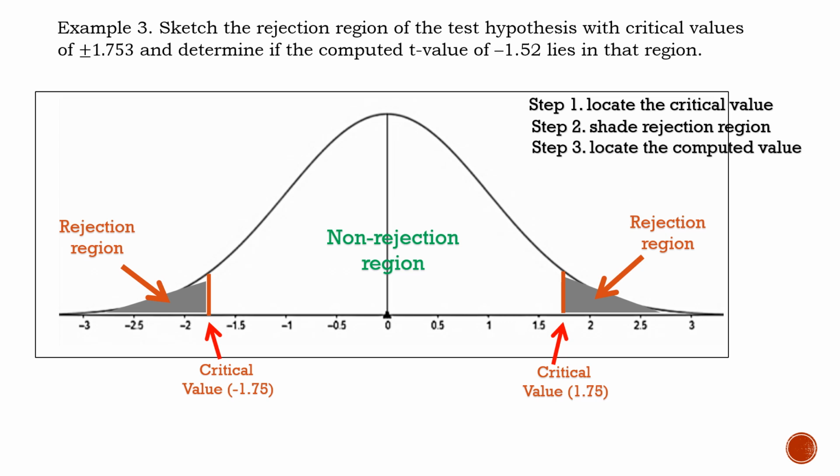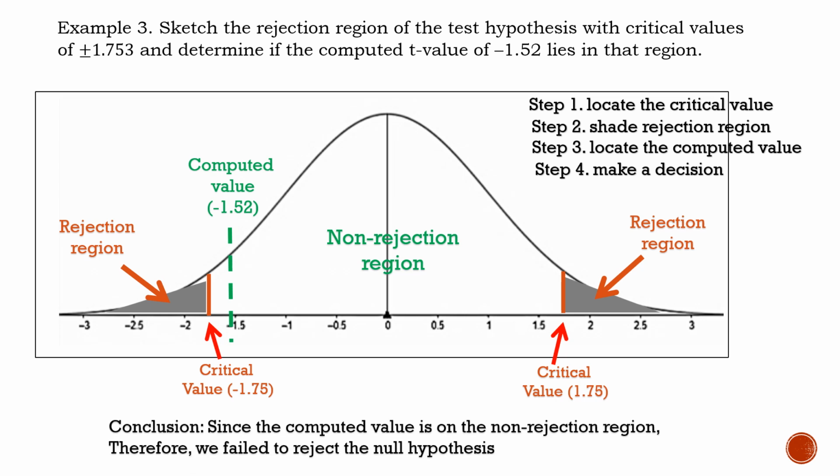Step number three is we have to locate the computed value. Based on the problem, the t-value is negative 1.52. So that is on the left side. And this is the approximate location of our computed value, negative 1.52. It is very clear on the illustration. So this is our conclusion. Since the computed value is in the non-rejection region, therefore, we fail to reject the null hypothesis.